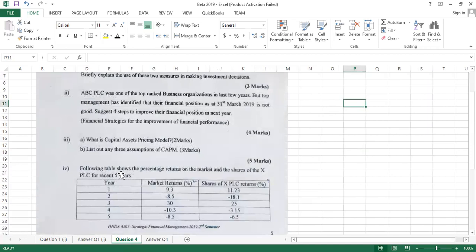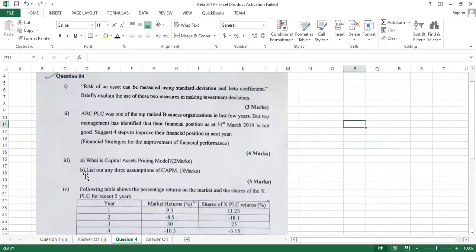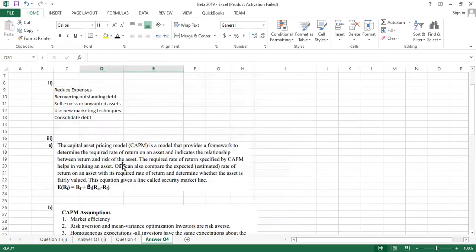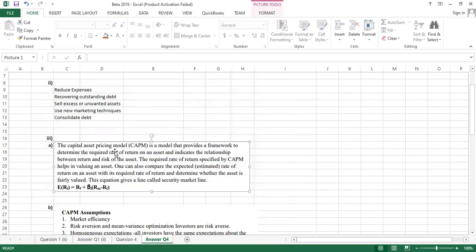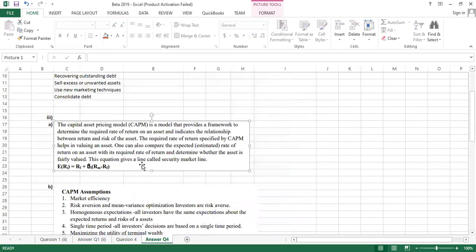Then we will discuss question number 4, part 3. Part 3 has two parts, A and B. Part A: what is the capital asset pricing model? Part B: list out any three assumptions of the CAPM model. Let's move to the answer. This is the definition of the capital asset pricing model. The capital asset pricing model is a model that provides a framework to determine the required rate of return on an asset and indicates the relationship between return and risk of the asset. The required rate of return specified by CAPM helps in valuing an asset.